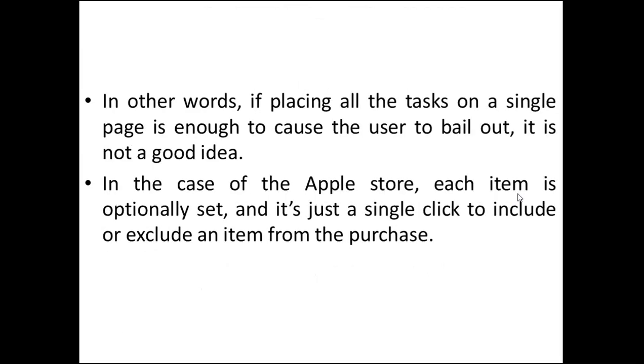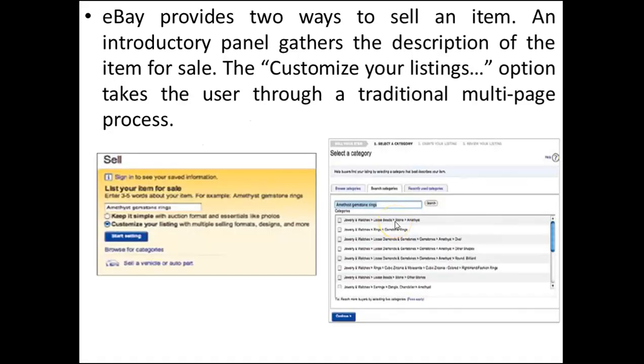In other words, if placing all tasks on one single page is enough to cause the user to bail out, it is not a good idea. In the case of the Apple Store, each item is optionally set and it is just a single click to include or exclude an item from purchase. eBay provides two ways to sell an item.